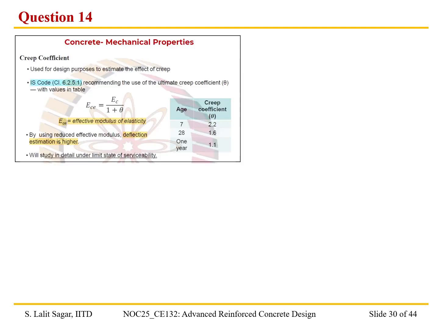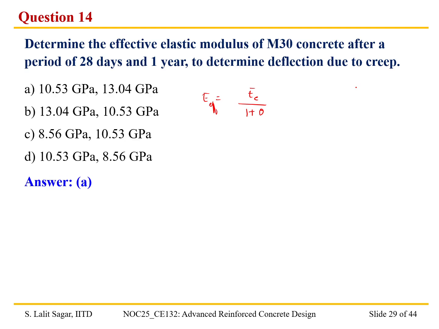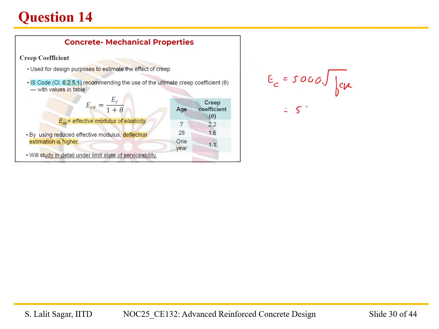We can start solving from here. First we have EC. EC is 5000 square root of fck. As we know, fck is 30 MPa, so 5000 square root of 30, which gives us a value of 27.386 GPa. It can be expressed as 27,386 MPa also, but I am expressing it as GPa for convenience.